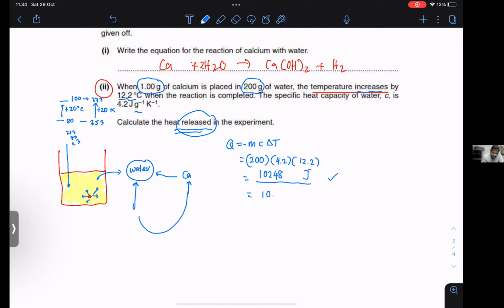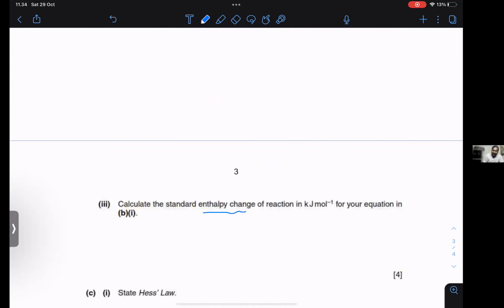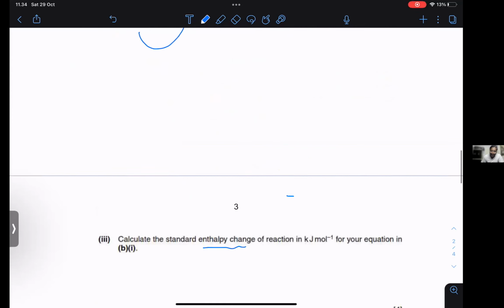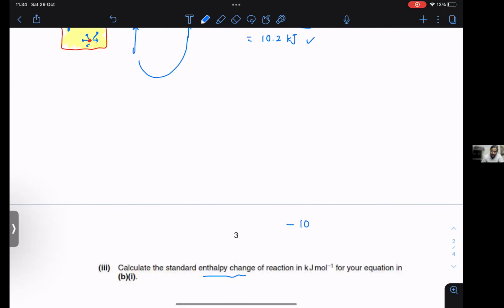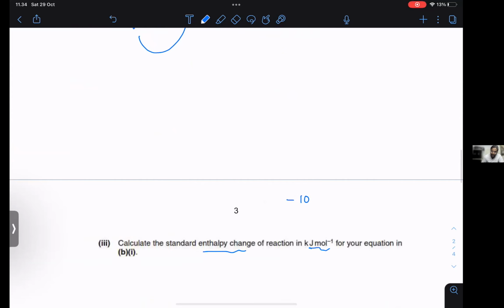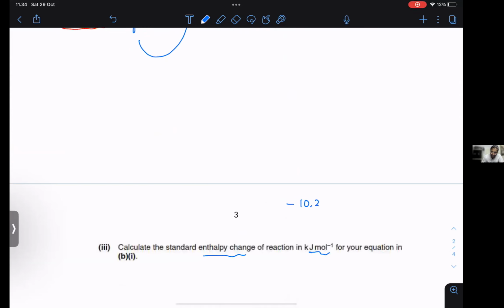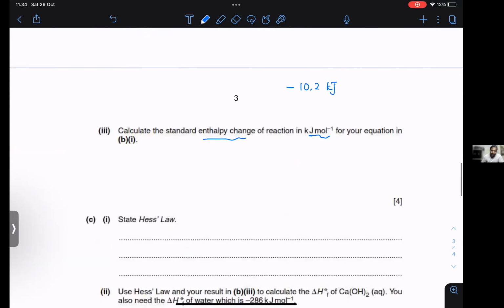If you want to change it to kilojoule, you change it into 3 decimal places, so 10.2. But if you want to show the entire one, you show all the 5 digits. This is kilojoule, but do remember heat is released here. When you do the enthalpy change calculation, please remember it is negative: negative 10.2 kilojoule. You changed it into kilojoule because they want it in kilojoule. Just now we calculated in joule, so 10.2 kilojoule.